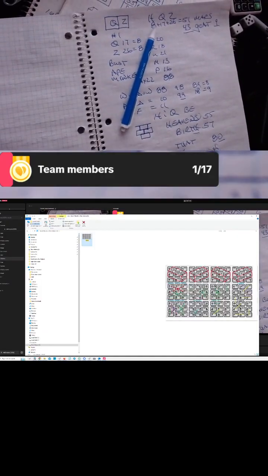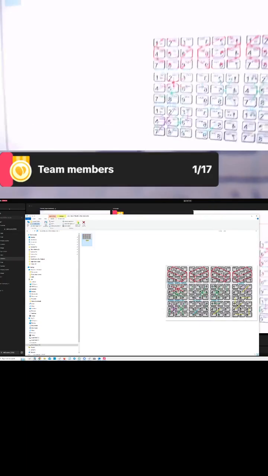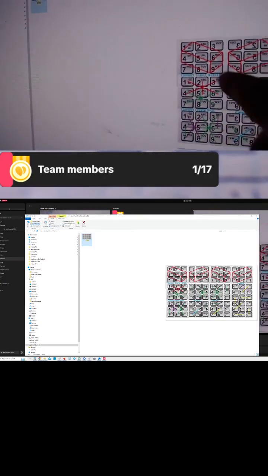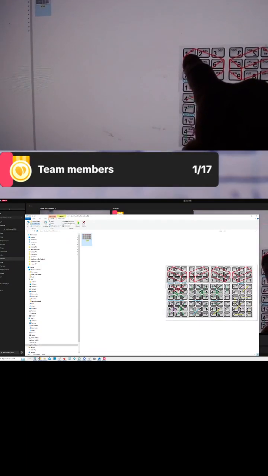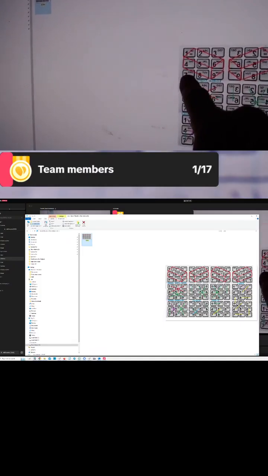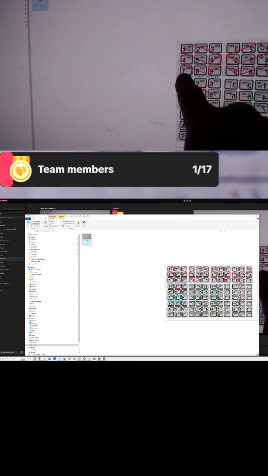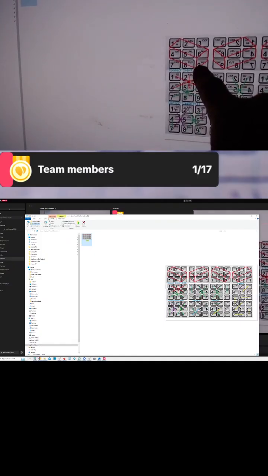Okay, I got it over here. So we have the ATM over here. And if you take a look in the corner, you have Q and Z. And they were removed over here. Q was removed from number 7, and Z was removed from number 9.